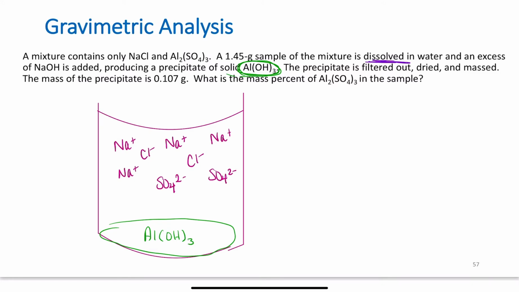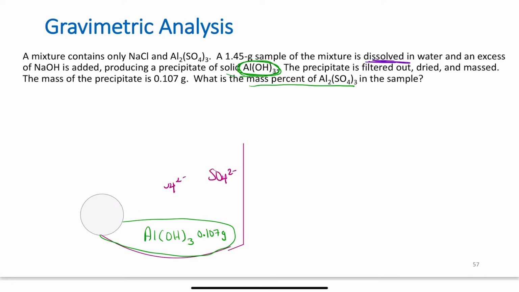That aluminum hydroxide is filtered out, dried, and massed. The mass of the aluminum hydroxide we find to be a value of 0.107 grams. What I want to know is what is the mass percentage of aluminum sulfate in the original sample. So again, pause if you need to draw this out.